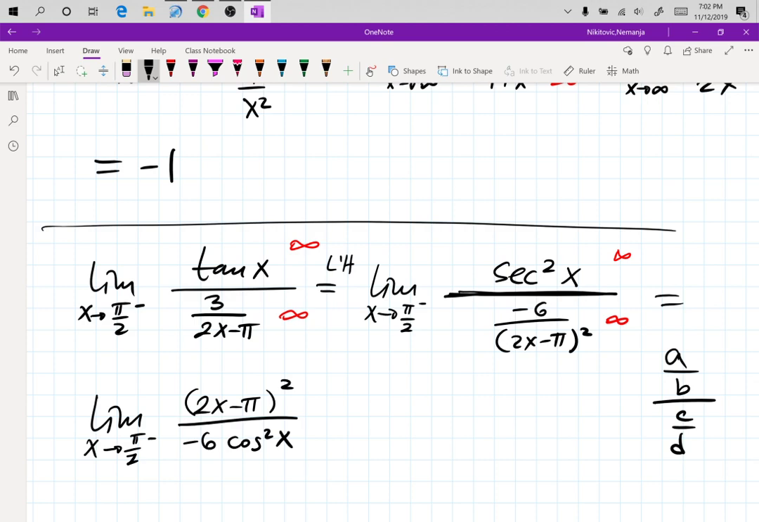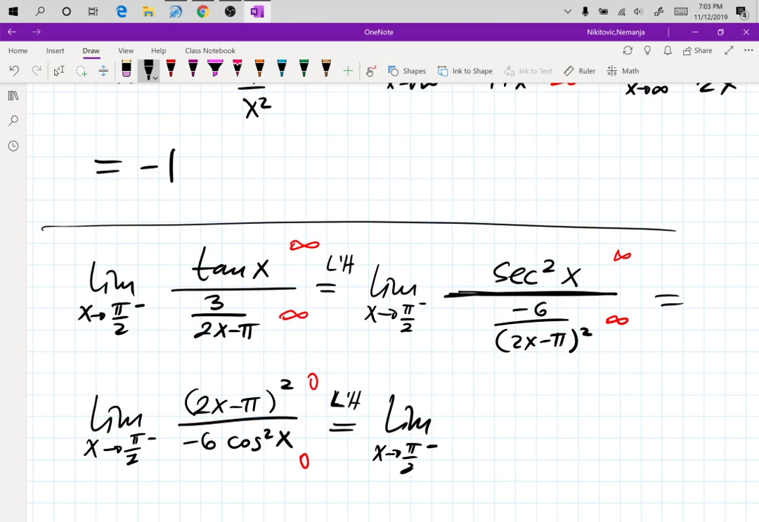And from there, let me check. See what happens now. When I plug in, I get 0 divided by 0. So I am still able to use L'Hopital's rule and take derivatives. Make sure you write limit every step until you use it in the last step.